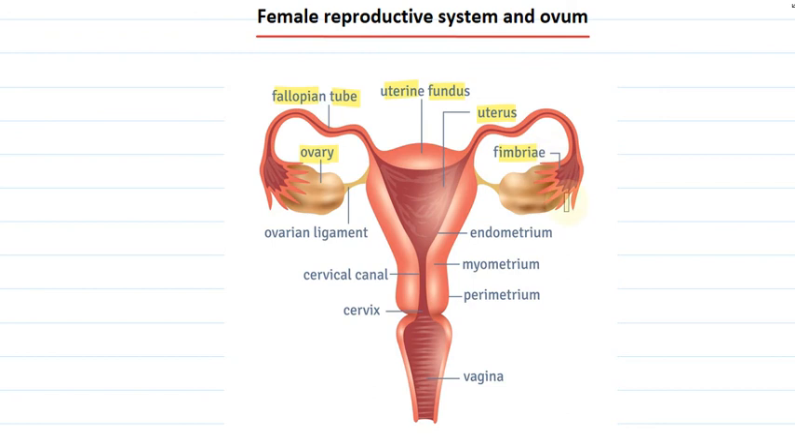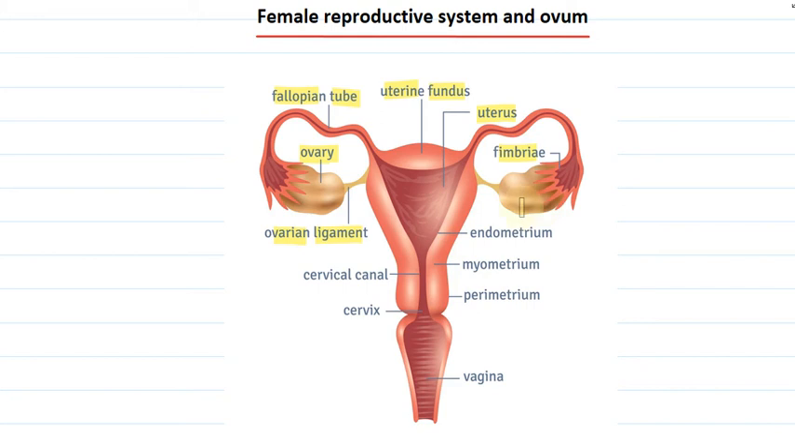Then let's talk about the fimbriae. These are small finger-like projections at the end of the fallopian tube, and these fimbriae are connected to the ovary. Then there is the ovarian ligament, a fibrous ligament that connects the ovary to the lateral surface of the uterus.